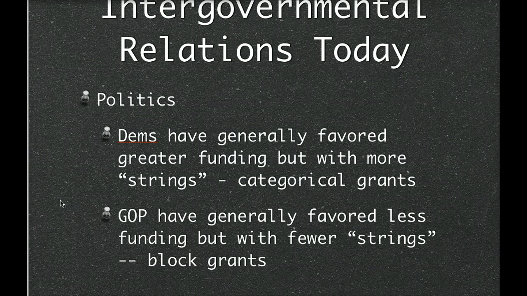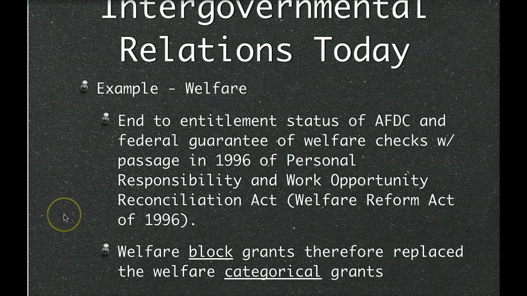So remember those two: Democrats, categorical; GOP, block. Now, let's look at how one major program has been affected by the switch from categorical to block. Welfare is an example. Now, welfare begins in the 1960s as part of the Great Society programs put together by Johnson to combat poverty.